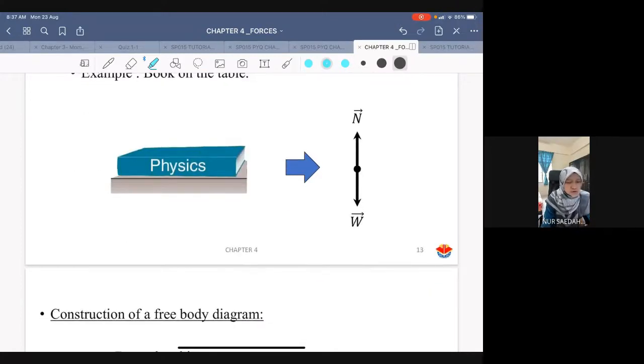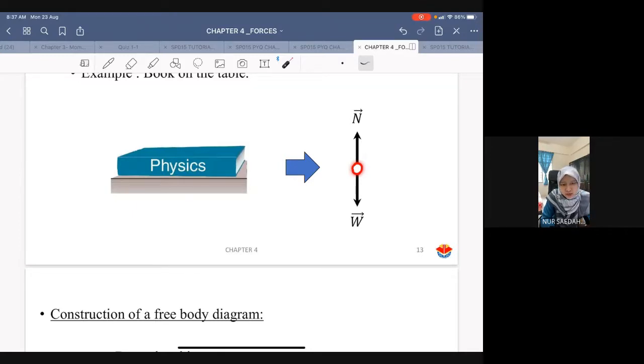Okay, so untuk lukis free body diagram, tak perlu pun lukis sebiji buku ni. Kita boleh anggap objek tersebut sebagai satu particle sahaja, satu point sahaja. So point ini adalah objek. So physics ni dia tak perlu lukis macam bio. So apa force yang ada pada objek ini?